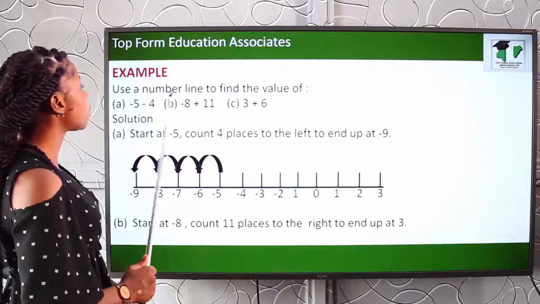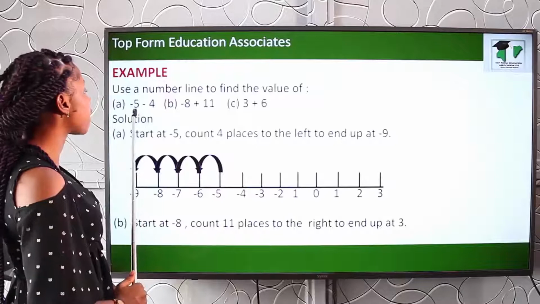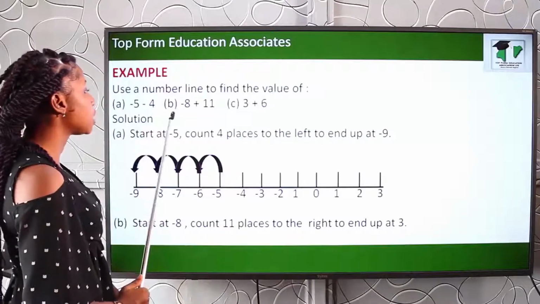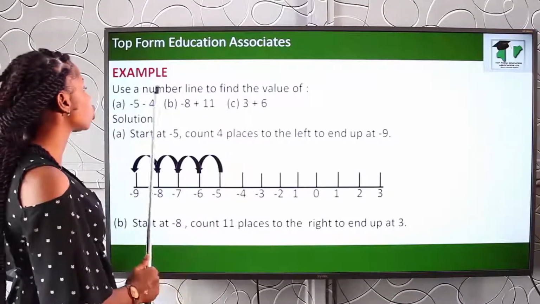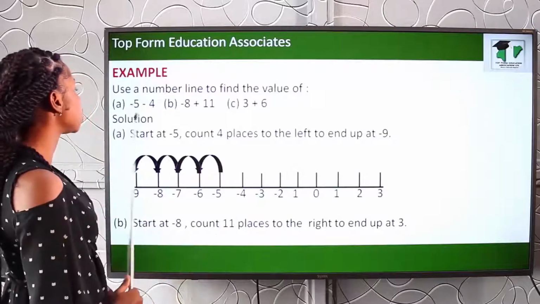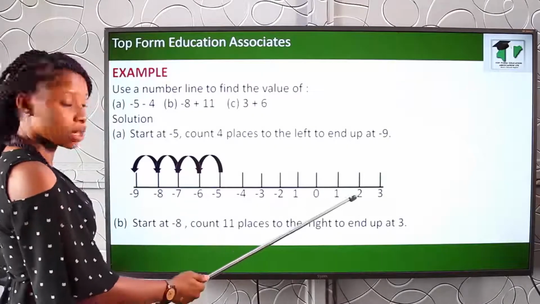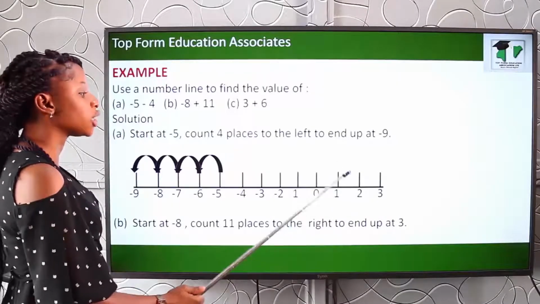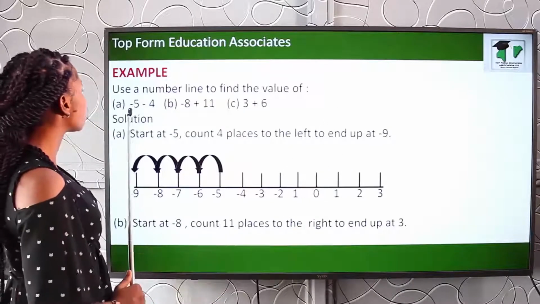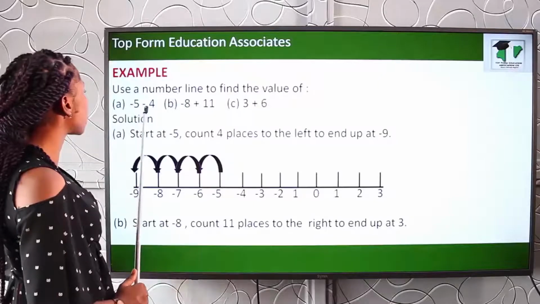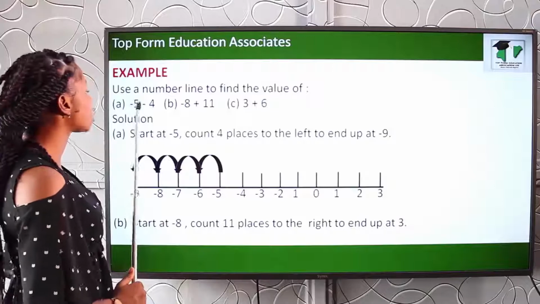Now, use a number line to find the value of A, minus 5 minus 4, B, minus 8 plus 11, C, 3 plus 6. We're asked to use a number line to find these sums. Now, the solution. This is our horizontal number line. Okay, we said that the number line increases from left to right. Now, we are asked to subtract 4 from minus 5.